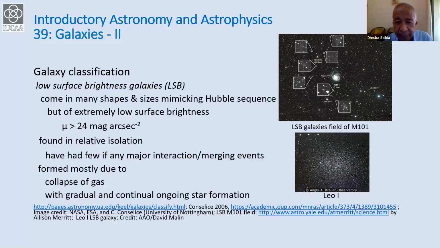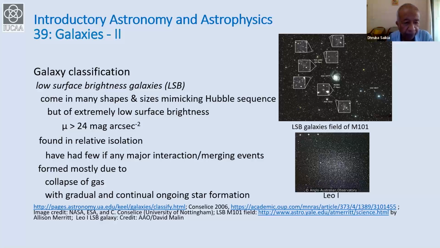And the low surface brightness galaxies are just galaxies of extremely low surface brightness. They come in many shapes and sizes, but have extremely low surface brightness, fainter than 24 magnitudes per arcsecond squared. We saw that while defining the sizes of galaxies, we went to 25 magnitudes per arcsecond squared. Holmberg went a little bit deeper. These low surface brightness galaxies are found in relative isolation, so they have had few, if any, major mergers or interaction events.